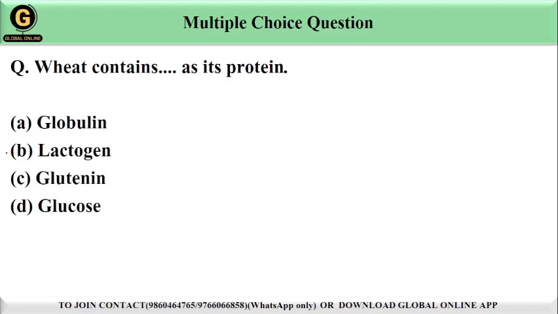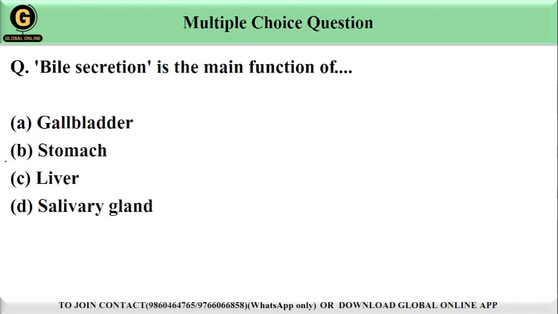Let's move to the next question. Wheat contains dash dash as its protein. We have options here. Option A, globulin. Option B, lactogen. Option C, glutenin. Option D, glucose. Guys, the correct answer will be option C, glutenin, because wheat contains a protein called glutenin, which along with gliadin forms gluten when mixed with water. Gluten provide elasticity to the dough, allowing it to rise and giving bread its chewy texture. So the correct answer is option C, glutenin.